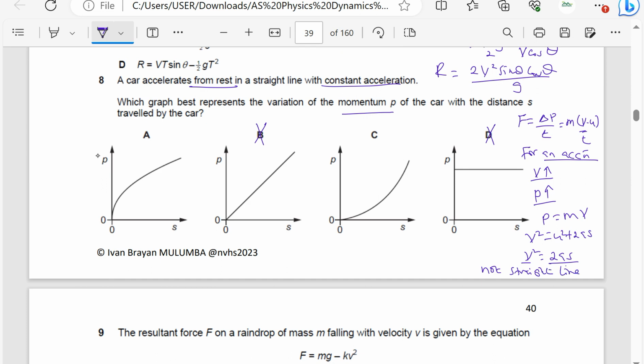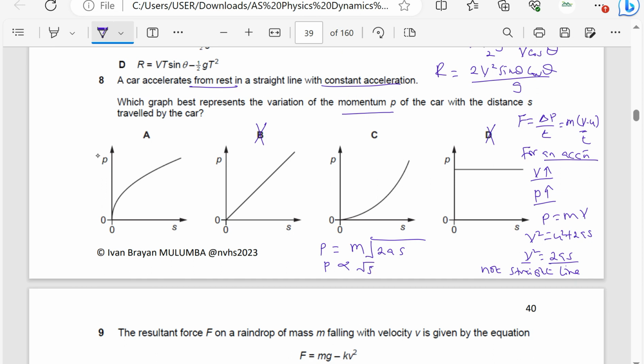Because v is squared and s is not, it means v increases more rapidly as s increases, so it can't be a straight line. Then from momentum equals mass times velocity, momentum is going to be mass times the square root of 2as, because v is the square root of 2as, which means momentum is directly proportional to the root of s.